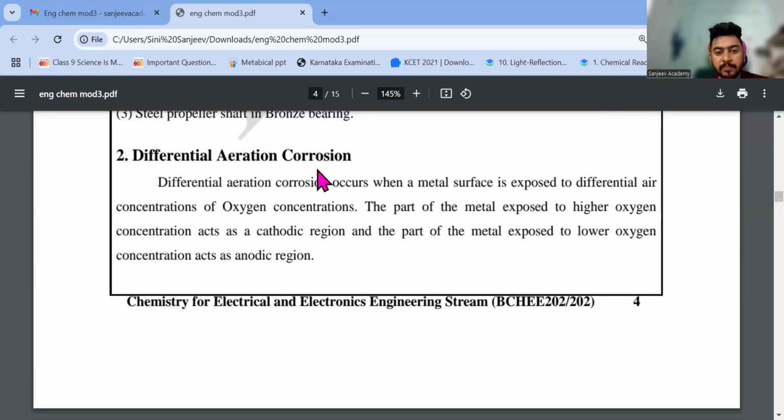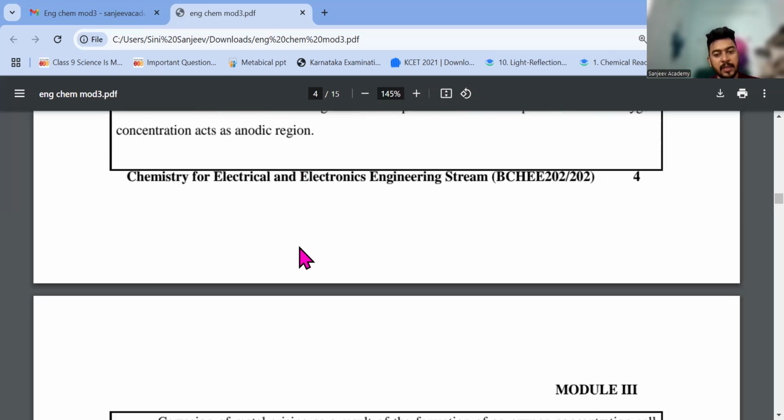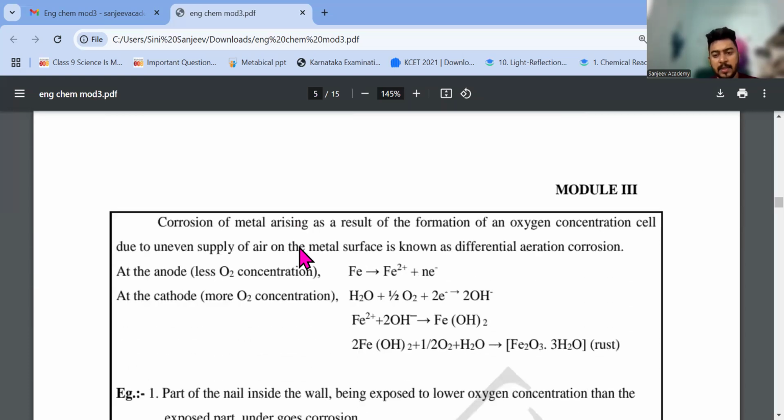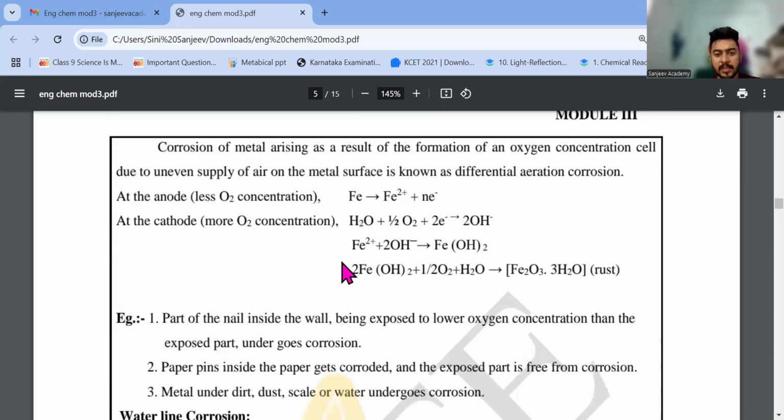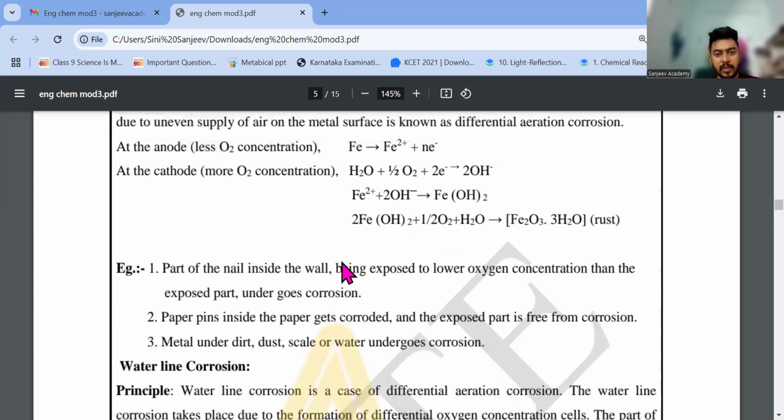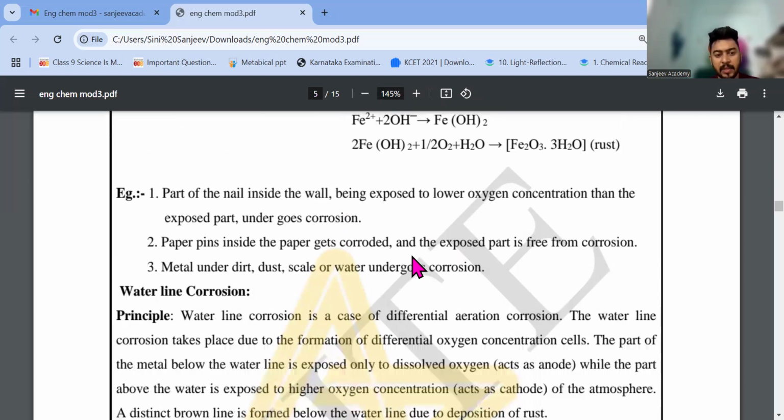Differential aeration corrosion is when the metal is exposed to different levels of oxygen. The metal surface which has more exposure to oxygen acts as cathode, and the surface with lower oxygen acts as anode. Keep that in mind and write it as the key point. Same reaction as whatever you studied there. Once you study the reaction, that's it. You can pause the video, note down the reaction and study it.